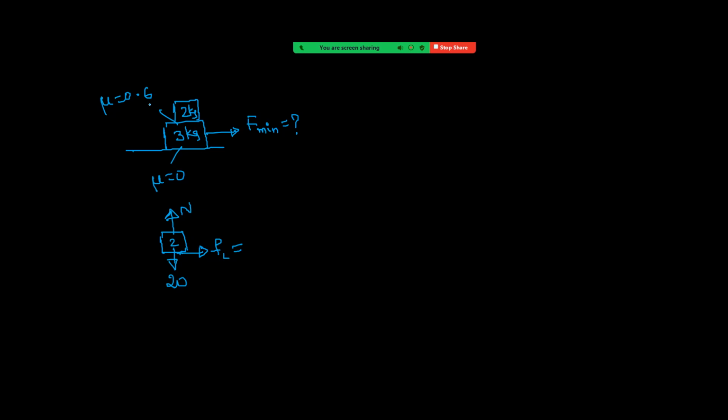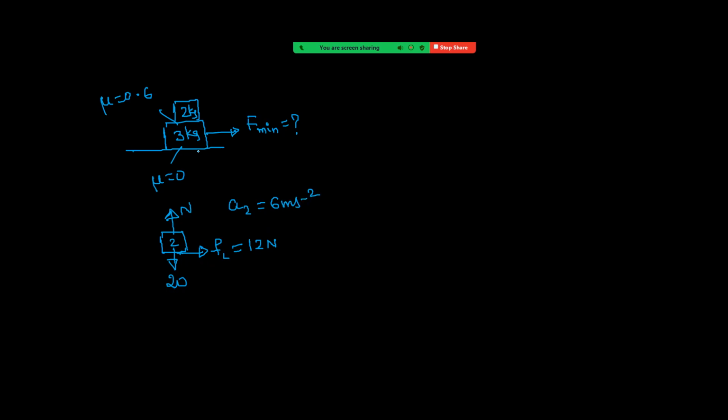Limiting value is 0.6 into normal reaction, that is 20. So 20 into 0.6, see how much we get? It is 12. So limiting friction is now 12. On the 2 kg block, net force is 12 Newton. So acceleration of the 2 kg block is 12 by 2, that is 6 meter per second square.